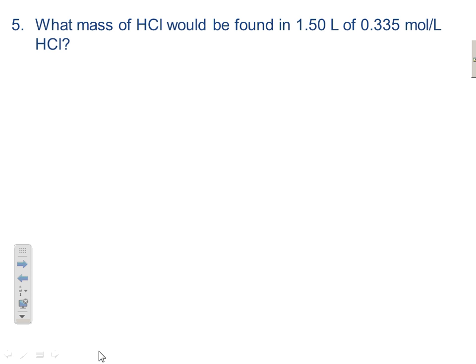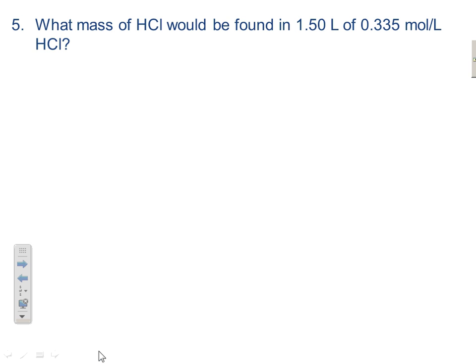Let's say we were doing a single displacement reaction or something, and we needed some solution of copper 2 sulfate or something. I would have to sit down and figure out what mass I would dissolve in order to make my desired concentration. That's what this question is asking. How much of this stuff would we need in order to make that particular concentration?